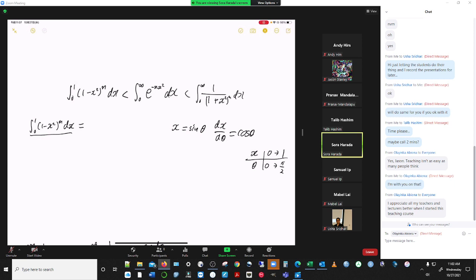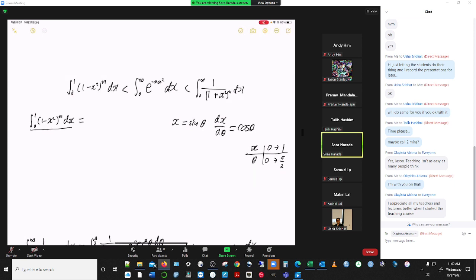All right. So if I substitute it in, this would become the integral from 0 to pi on 2 of 1 minus sine squared theta, to the n, times cosine theta d theta. And you can see that this part is actually cosine squared theta.